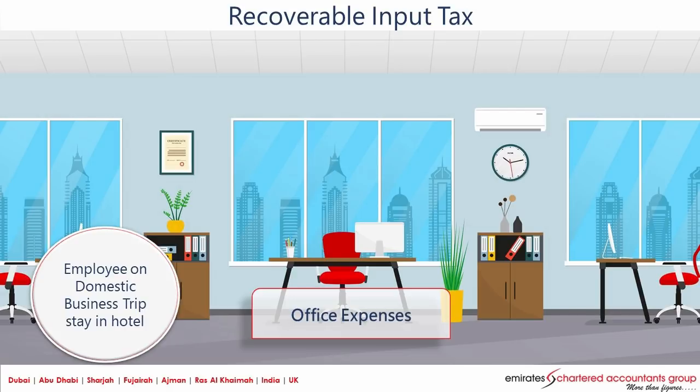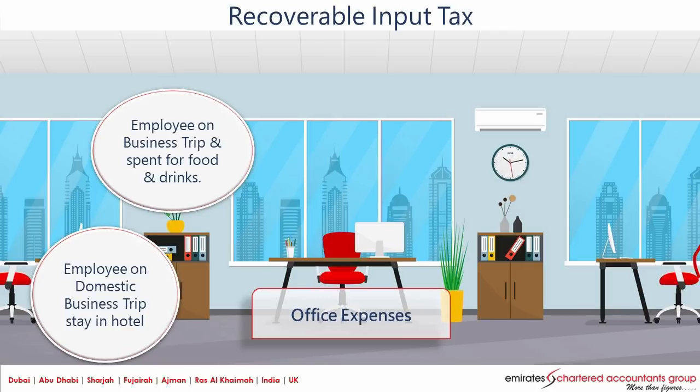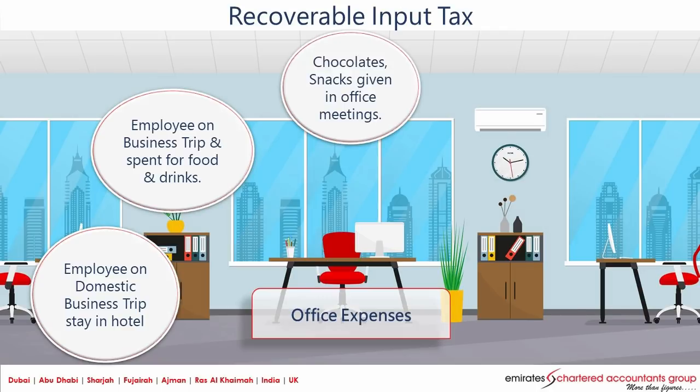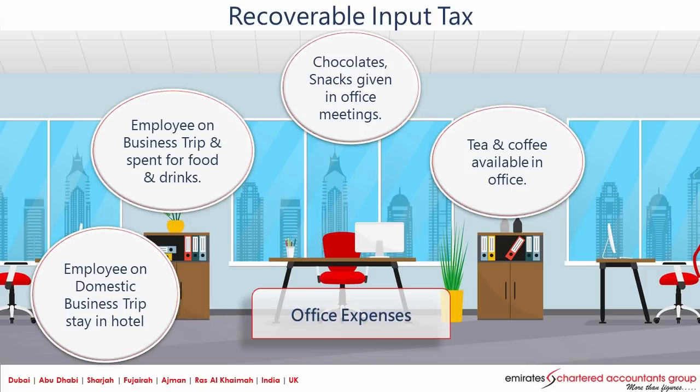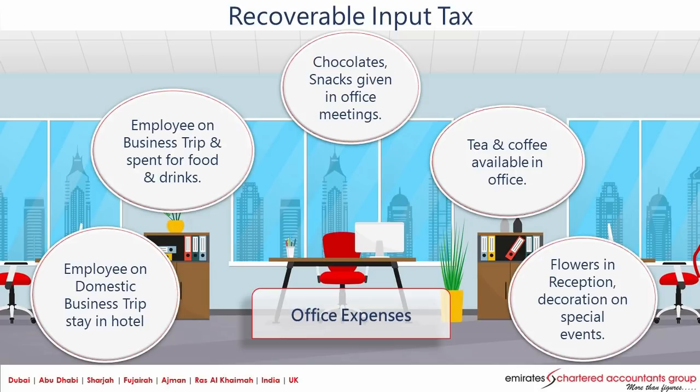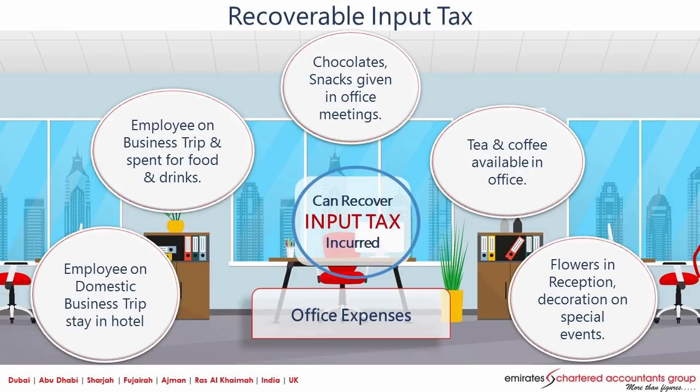Office expenses such as an employee on a domestic business trip staying in a hotel, or an employee on a business trip spending on food and drinks, chocolate, snacks, etc. given in office meetings, tea and coffee available in the office, flowers in reception, decoration for special events, etc. All these expenses incurred, and the tax paid on such expenses, can be recovered. That means under box number 9 we can recover all the tax paid for such expenses.